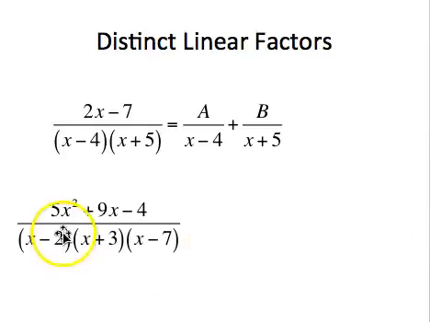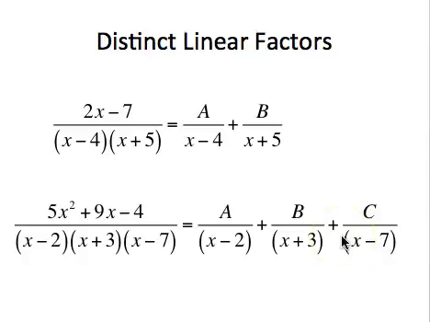So, distinct linear factors in this example. I'm going to need A over x minus 2 plus B over x plus 3 plus C over x minus 7. And then we need to do algebra to solve for that. Solve for A, B, and C. We would build common denominators to do that process. So that's distinct linear factors.